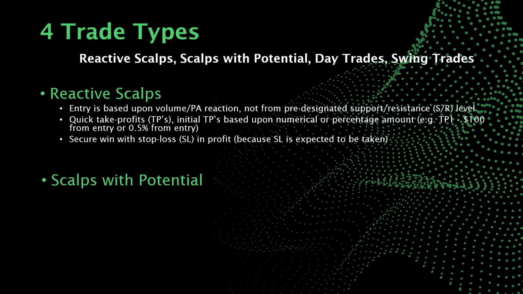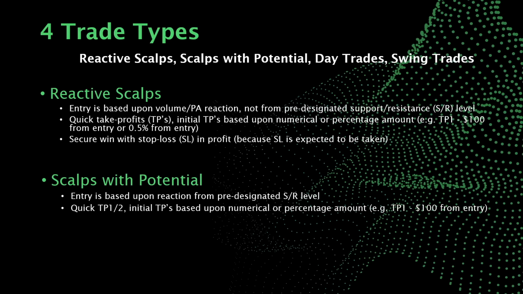And then we go into scalps with potential. It's similar, but treated slightly differently. The entry is based upon the reaction from a pre-designated support or resistance level. Going out on a limb here, most of your trades are going to be scalps with potential. What most people call day trades, I would class as a scalp with potential. People have too large of targets when they have an entry that they call a day trade. It's too ambitious of a target. They're not grabbing profits quickly while they're there to be taken.